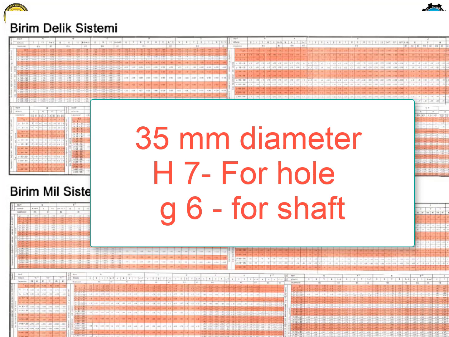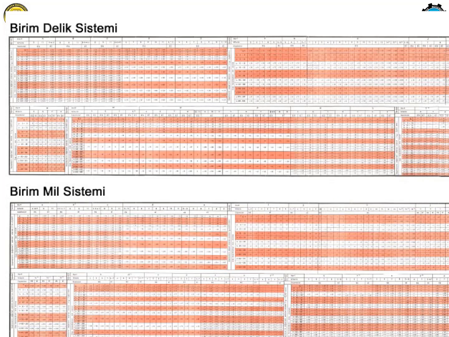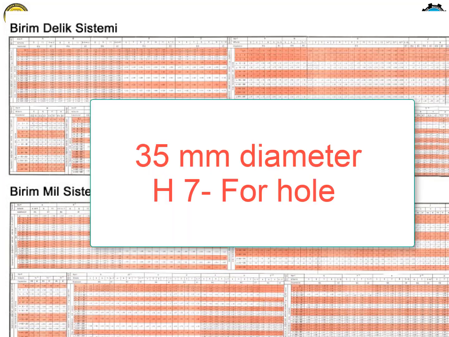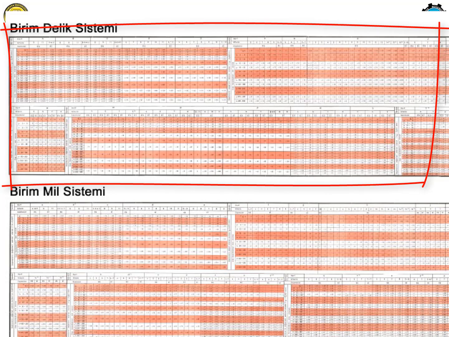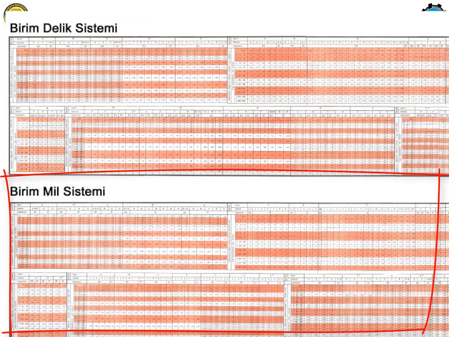The hole dimension with a tolerance of 35 mm H7, we calculate the maximum and minimum dimensions by using the tolerances given table. You can find the table in the submission. The table consists of 2 sections. The top section is hole basis. The bottom section is shaft basis.